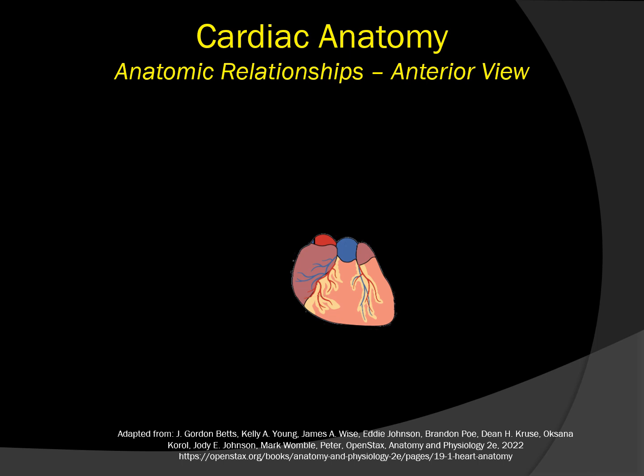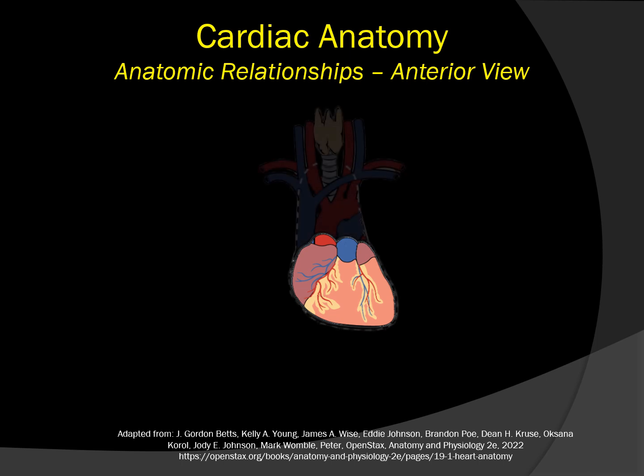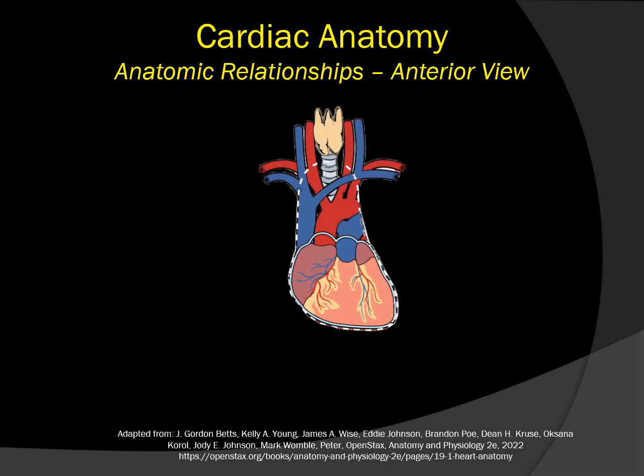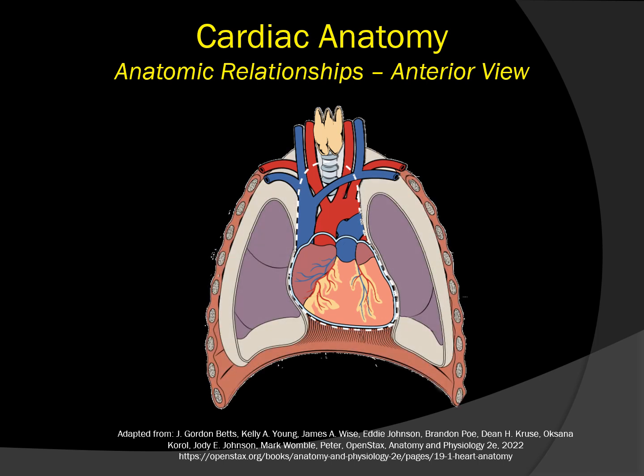Let's get oriented to the heart with respect to its relationship to surrounding structures. I'll start with the anterior view of the heart as if we were looking at the heart from the front of the patient. The heart is situated in the thorax, in the central compartment of the thorax termed the mediastinum, as shown here. In turn, the mediastinum shares the thoracic cavity with the lungs.